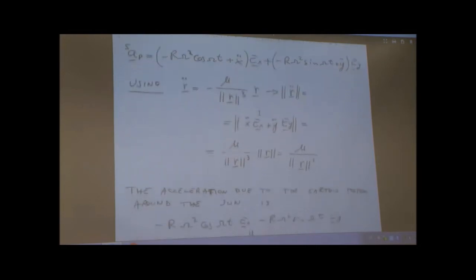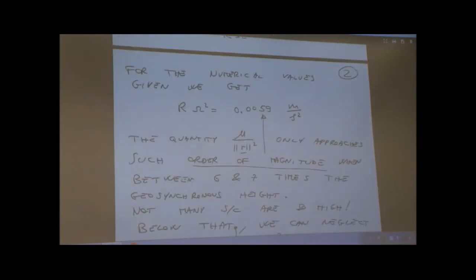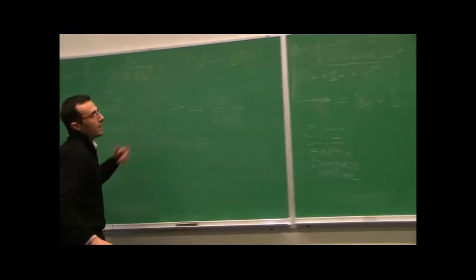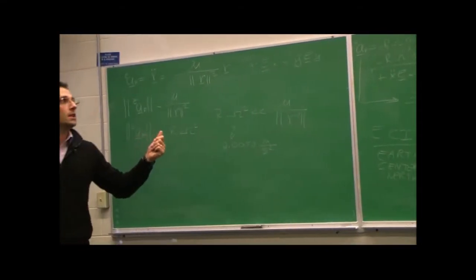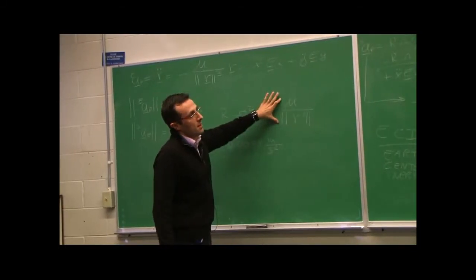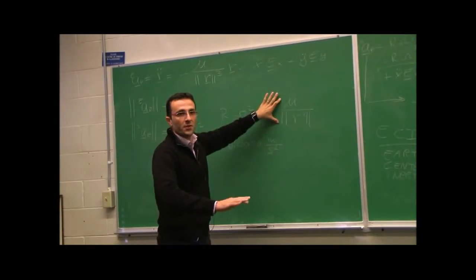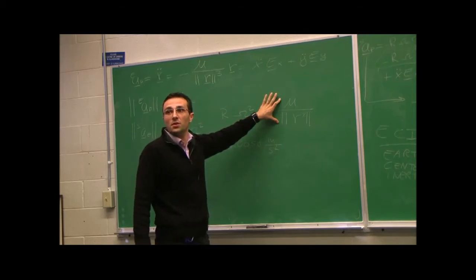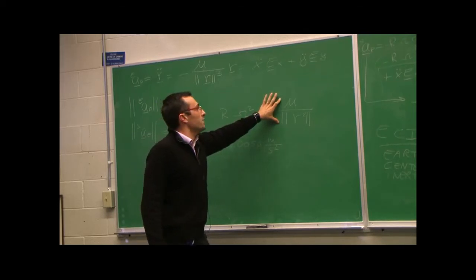Let's see, question 3, where is the value? Here it is. Okay, with those numbers I gave you, you get 0.0059 meters per second squared for the actual, real distance from the Sun and real angular velocity of the Earth around the Sun. So keep in mind that the norm of this at the surface of the planet is about 9.8, of course, meters per second squared. The acceleration of gravity that we have here.